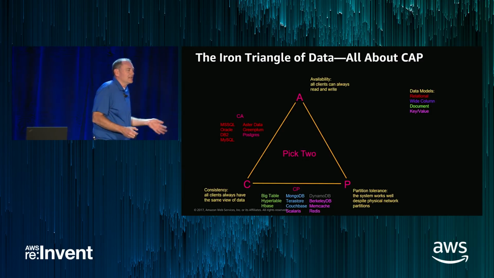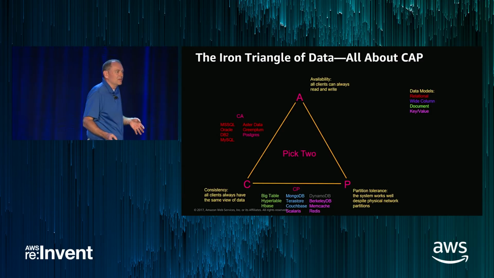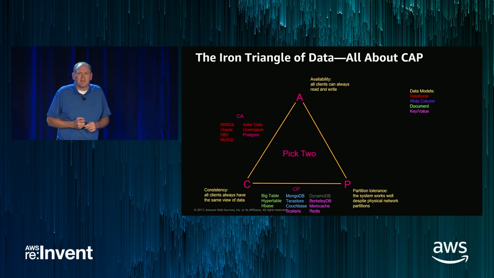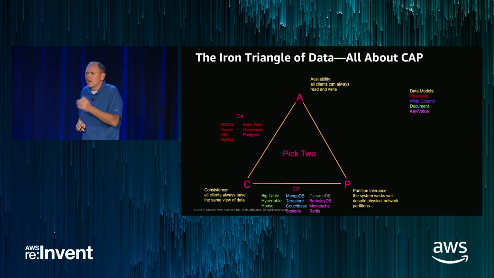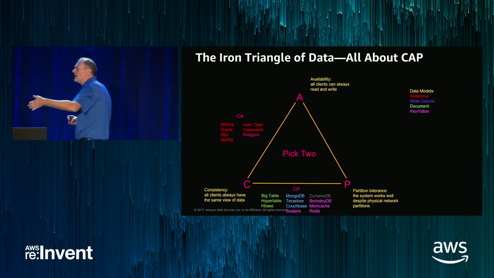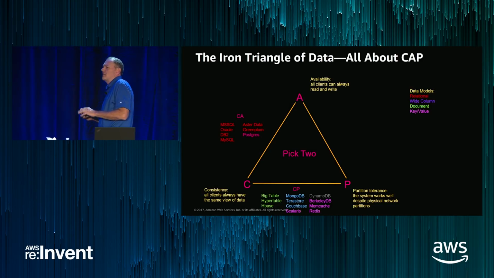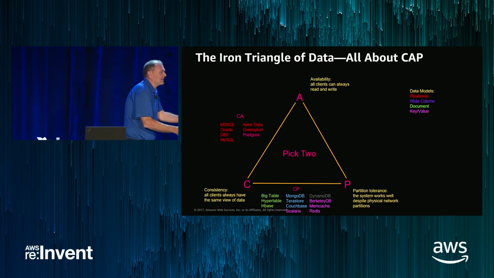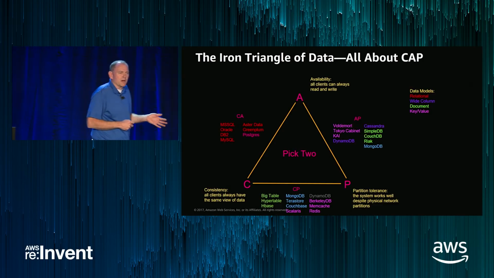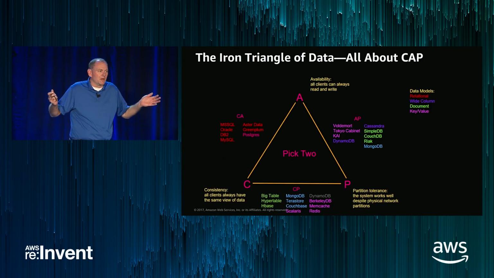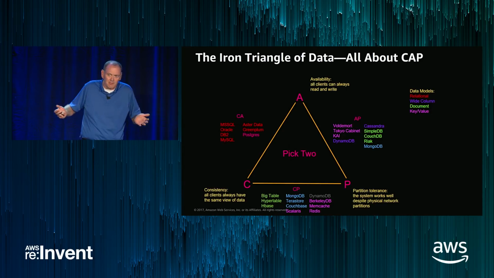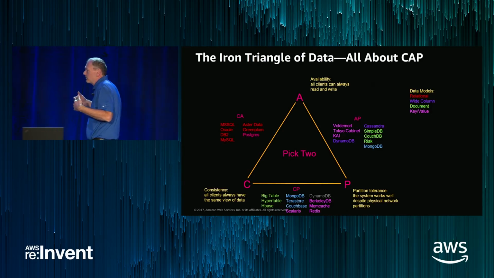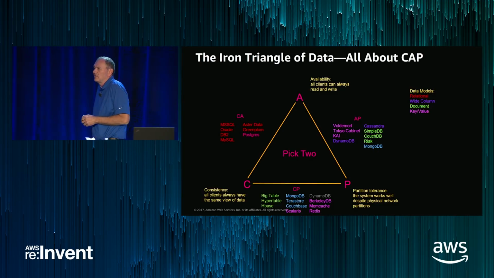You can be consistent and partition tolerant, which means that my users will always be able to have the same view of data, but they might not always be able to read and write when there's a partition inside the data layer, right? I might have to restrict writes and let people only read. They might not always be able to have access to the data. Or I can be available and partition tolerant, in which case I say everybody can write everywhere, but I might not always be able to read the same data. Different clients read different data depending on which head node I'm talking to.